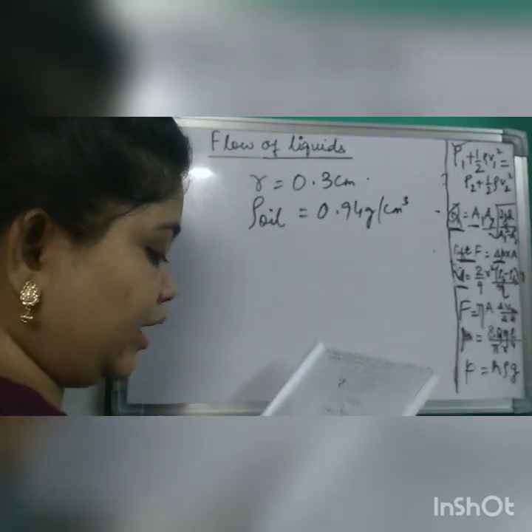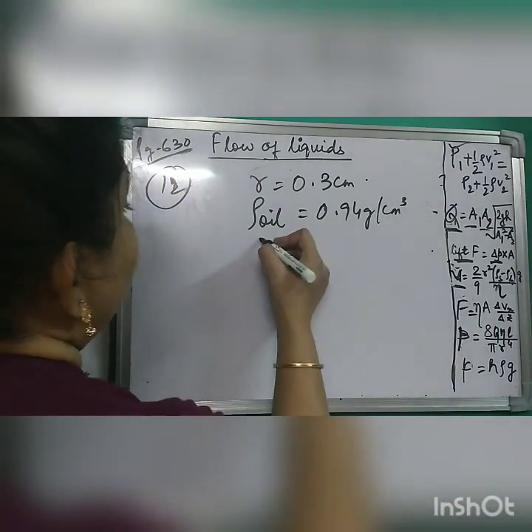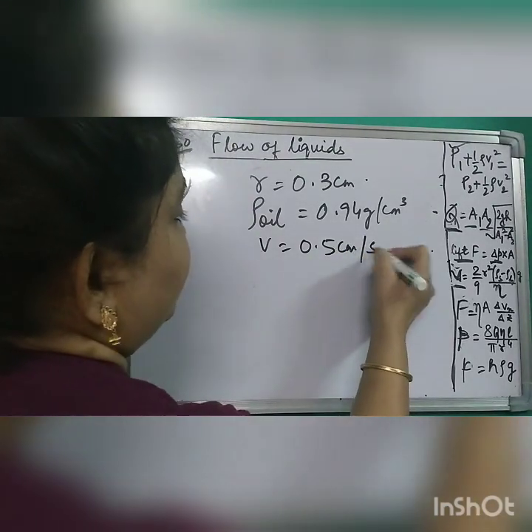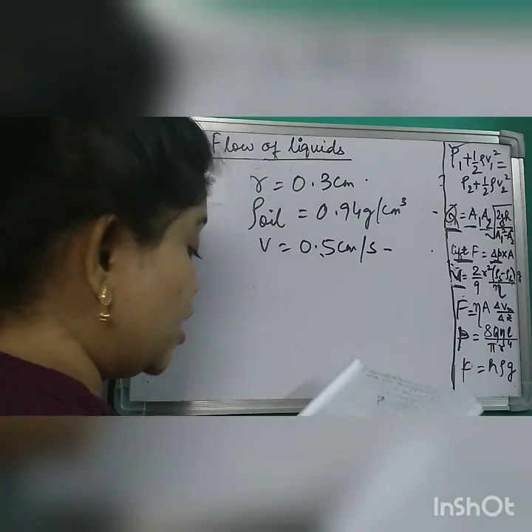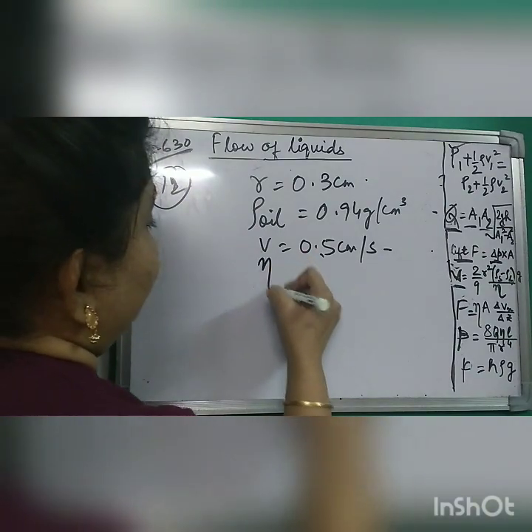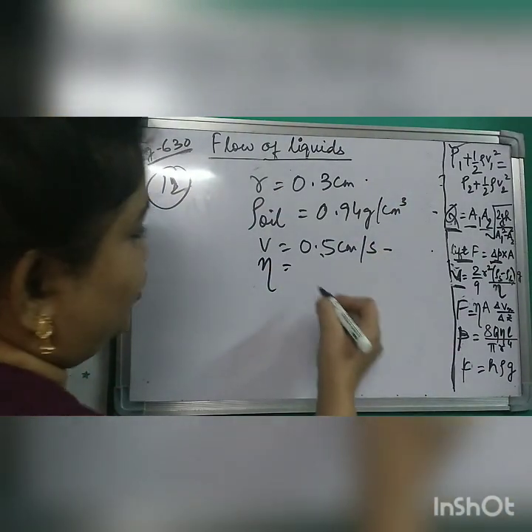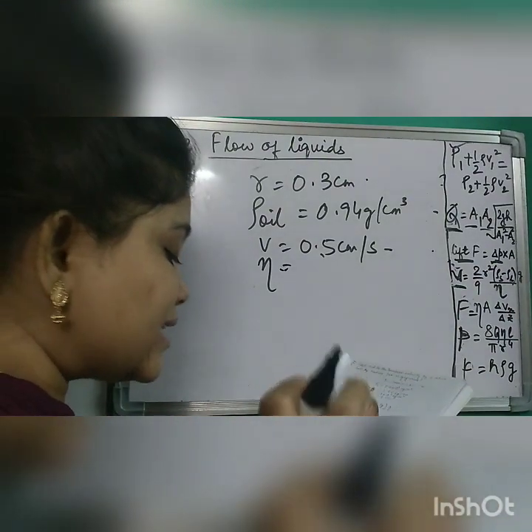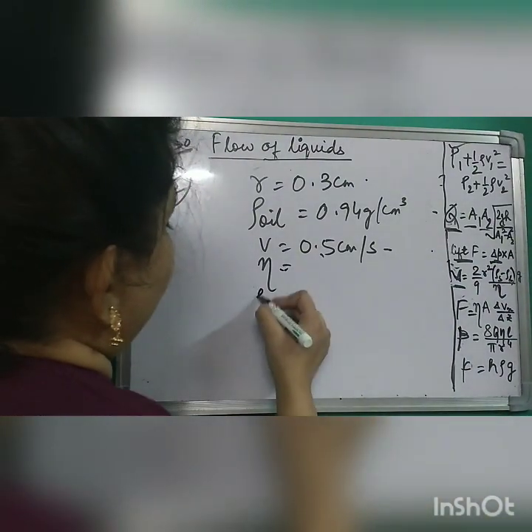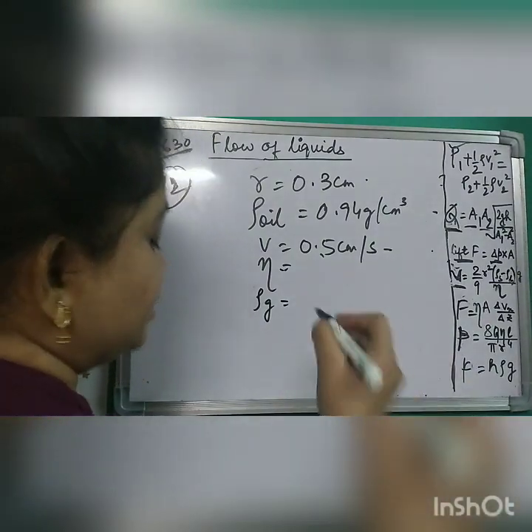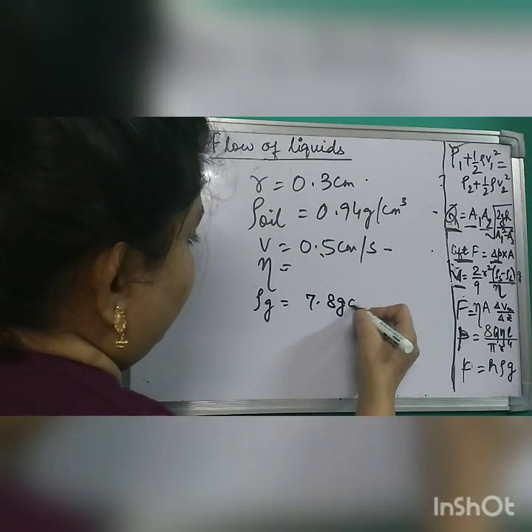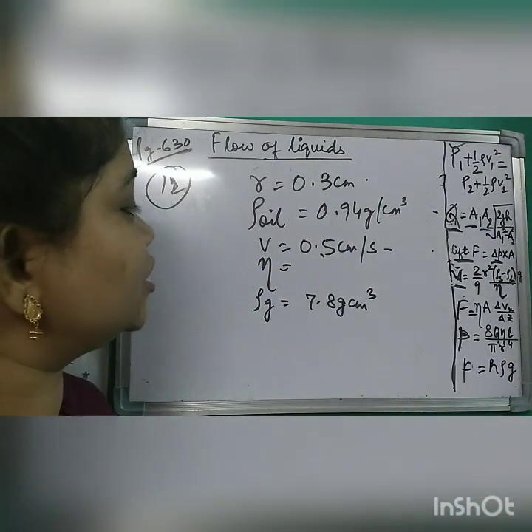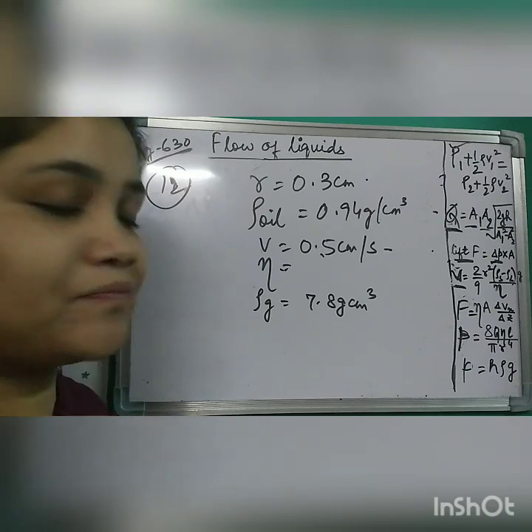Attains a terminal velocity. V is given as how much? 0.5 centimeter per second. Now here V is given to you. Very good. What is the coefficient of viscosity of oil? Eta you have to find out, of the oil. The density of iron, rho s, is how much? 7.8 gram per centimeter cube. So you see here all are given in your CGS units.